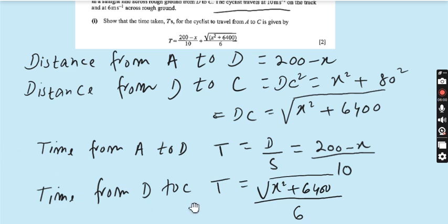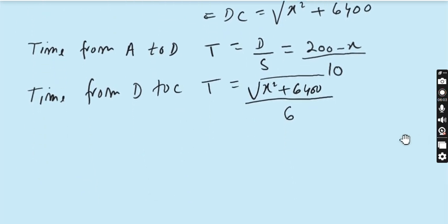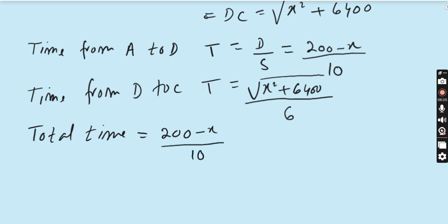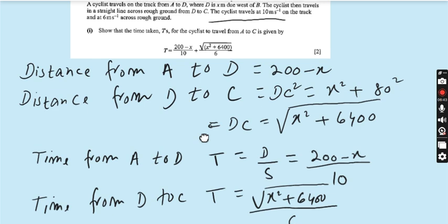Now the total time. Time from A to D is 200 minus x upon 10, plus time from D to C is square root of x square plus 6400 whole upon 6. So this is what they want.